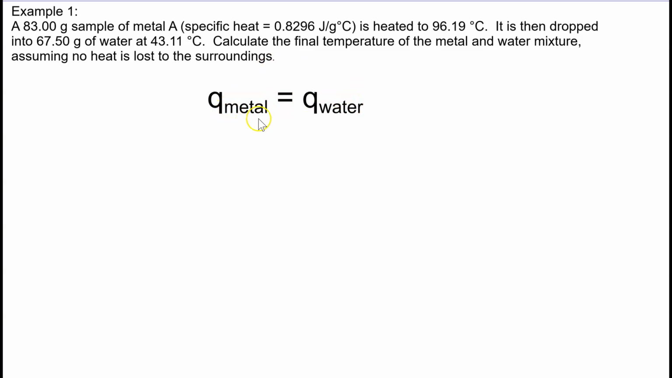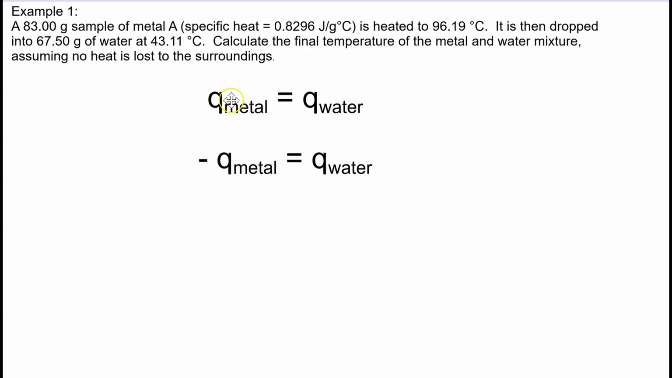Now, one side is transferring heat to the other. You determine that based on whichever one's at the highest temperature, because heat's going to transfer from higher to lower temperature. So remember, our metal starts out initially at 96.19, and our water starts out at 43.11. So the side that's going to be negative is the metal side.